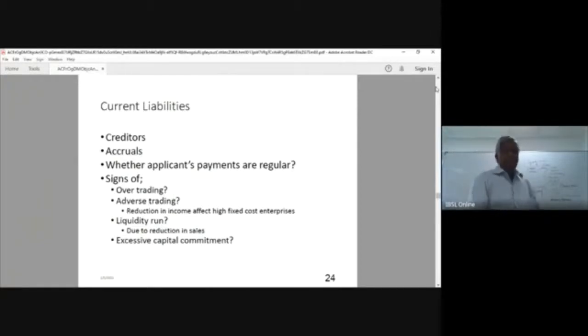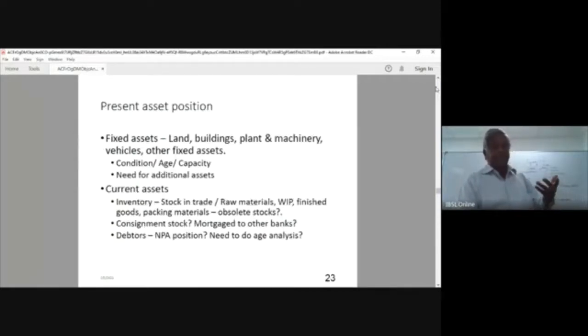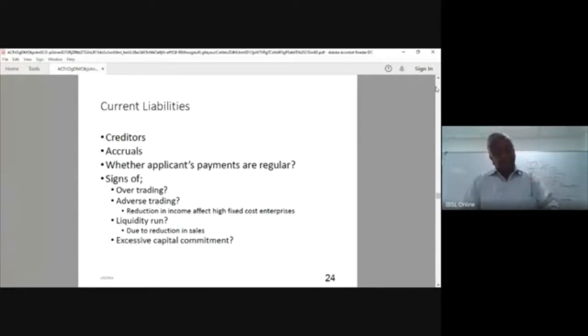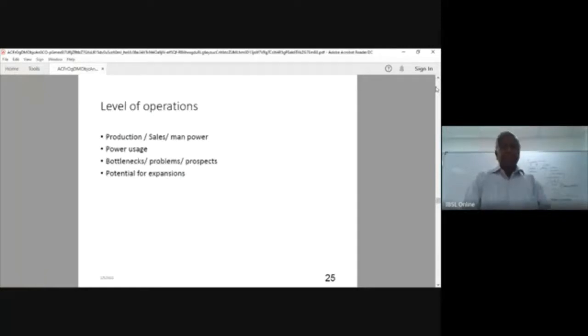Right. So now we have looked at the current assets, the present asset position, the fixed assets, and then the current assets, and we are looking at the current liabilities. Level of operations: production, sale, manpower. You have to get the information about this. How is the present production? Then the sales data, you have to collect sales figures. Then manpower utilization, workers utilization.